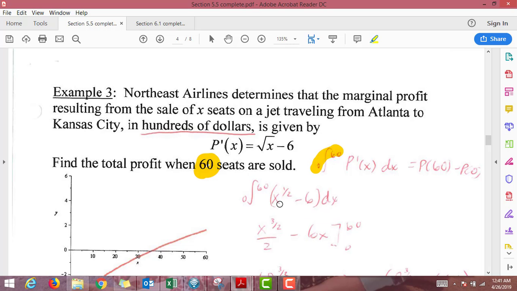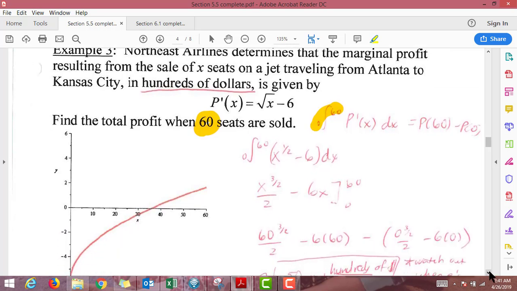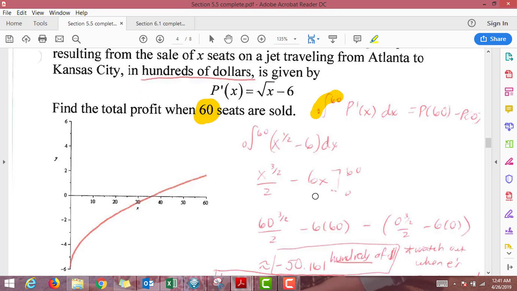So what we need to do is find the antiderivative of the given function. I did need to rewrite square root of x as x to the 1/2. And then once I have the antiderivative, which here is just the reverse power rule, add 1 to the power and divide by the new power.